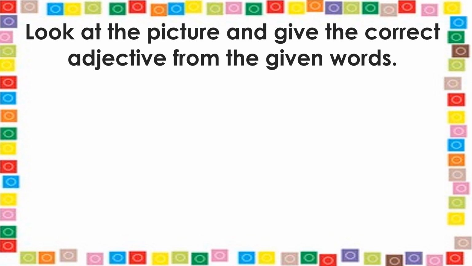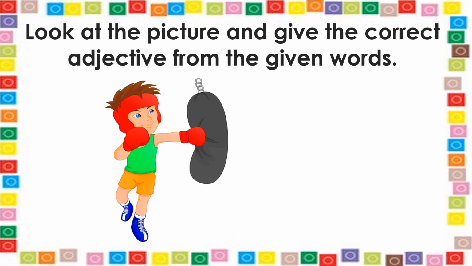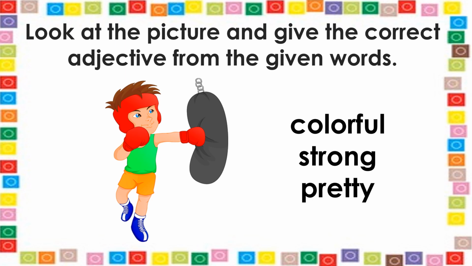Now let's move on to the last picture. Are you ready? Cool. The next picture is a boxer. Now let's choose the correct adjective that best describes the boxer. Is it colorful, strong, or pretty? What could be the correct answer? Awesome! The correct adjective that best describes the boxer is strong. The boxer is strong.